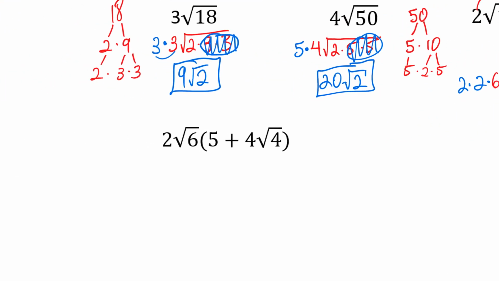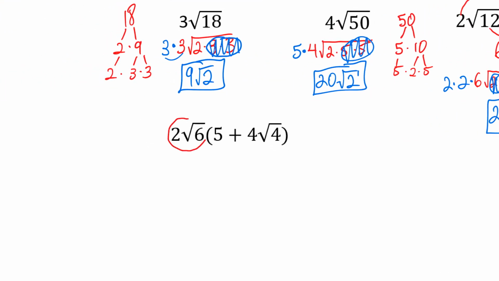All right, then on this one, distributing. So I've got to distribute 2 square roots of 6. So 2 square roots of 6 times 5. Now 5 is just 5. There's no radical attached to that. So all I'm multiplying is a 2 times a 5. So we're going to get 10.